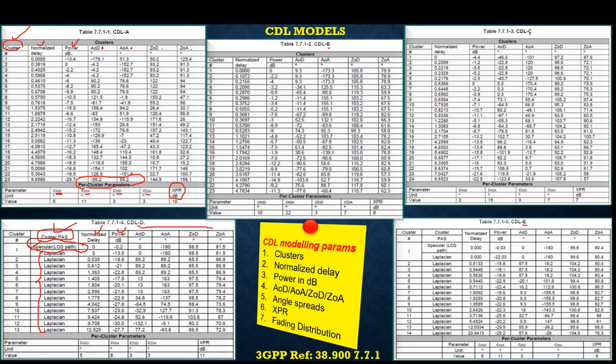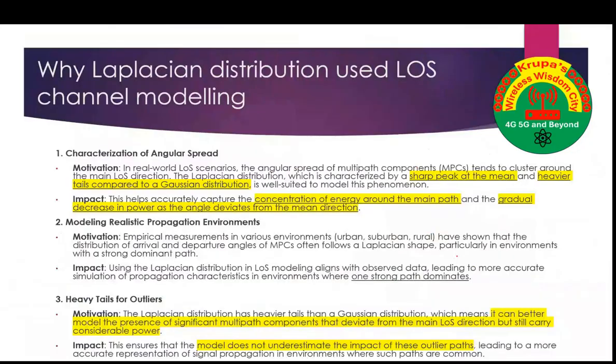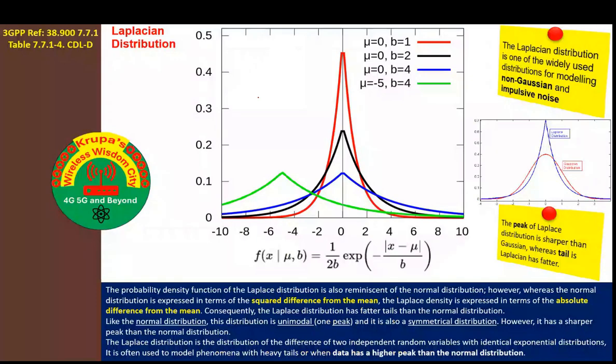We also discussed already cluster PAS and specular LOS path. All right. So the final concept for today: why is the Laplacian distribution used for LOS channel modeling? For that, have a look at the Laplacian distribution and how it looks. Here there is a comparison. This is the Laplacian distribution. This is your Gaussian distribution.